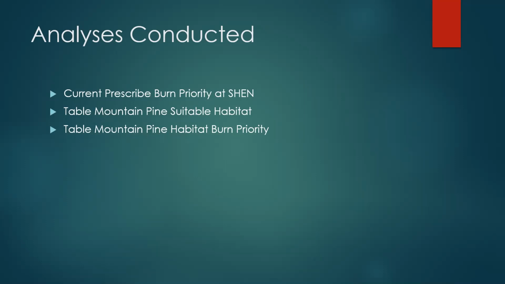The second analysis is to locate suitable habitat for Table Mountain pine in Shenandoah. This analysis is based on the site conditions that are mentioned in literature for Table Mountain pine.